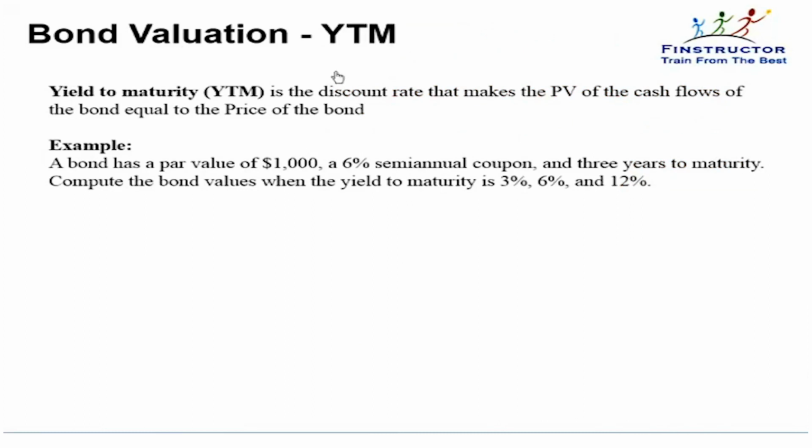So the three items we discussed define the cash flows of a bond. The three items are the coupon rate, the par value, and the time to maturity. So if we know these three factors, then we can estimate the cash flows from the bond.